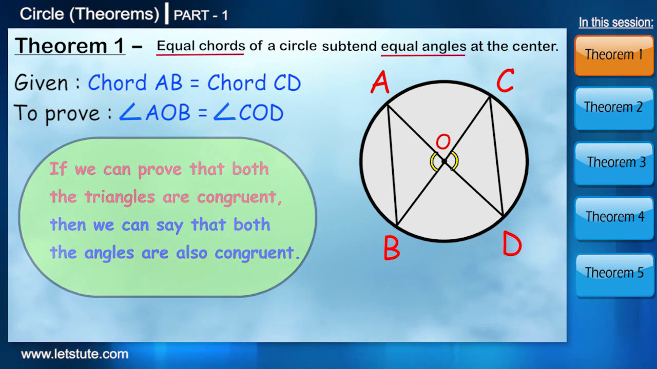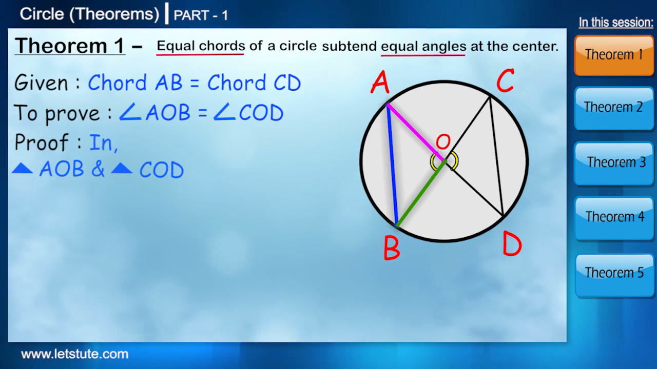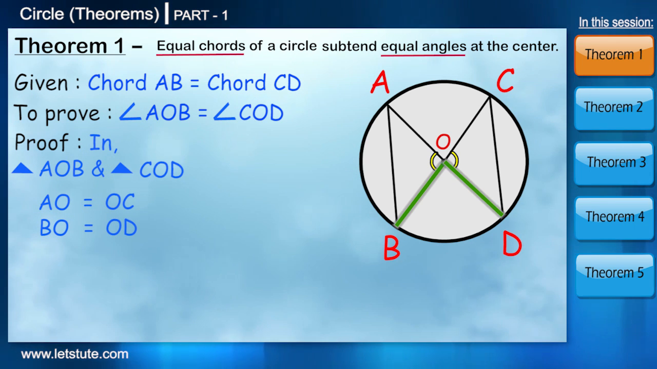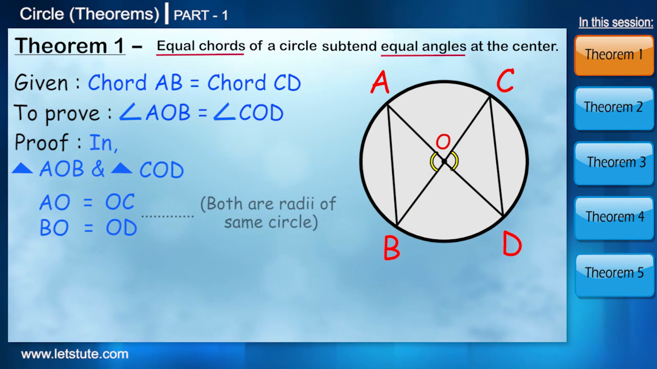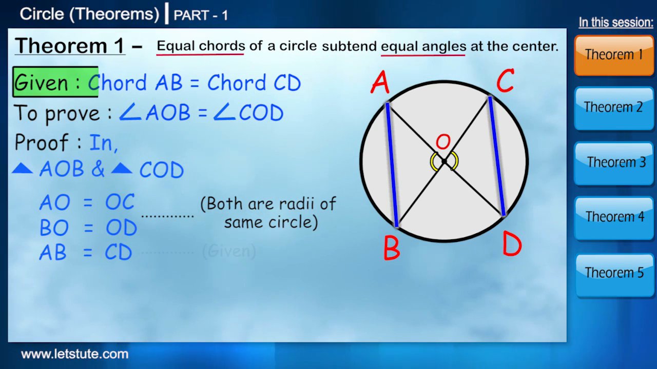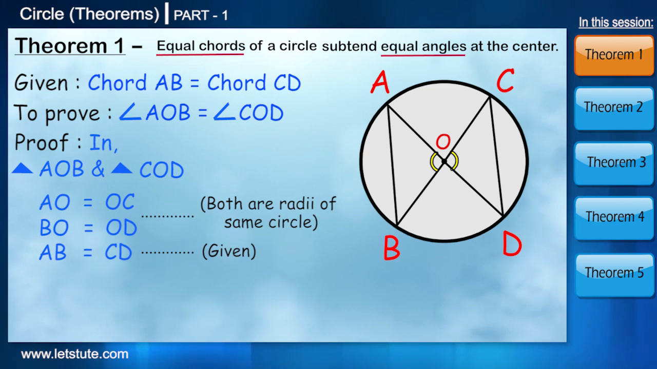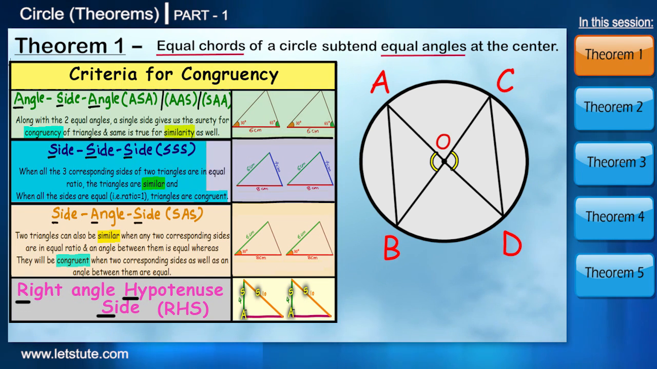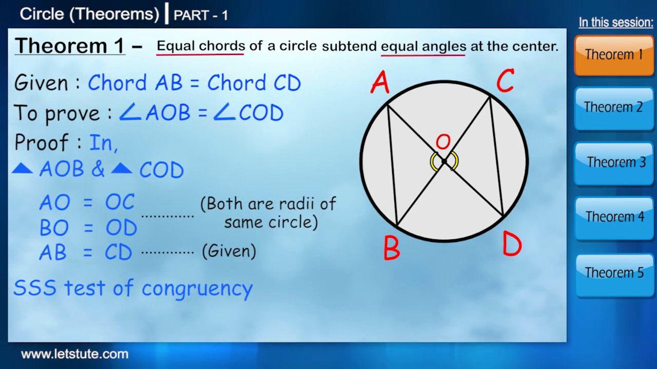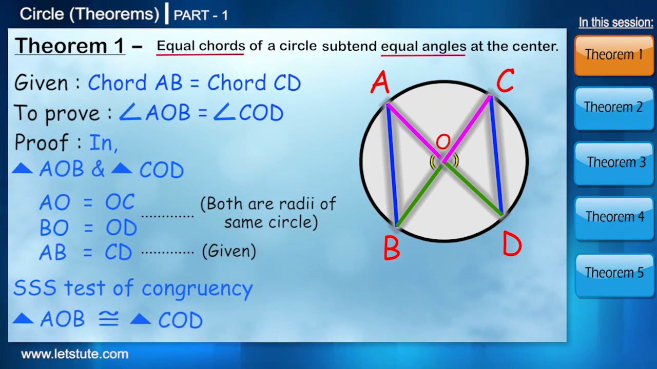So, if we have a look at triangle AOB and triangle COD, AO is equal to OC and BO is equal to OD because they all are radii of the same circle, and AB is equal to CD because we are given that both the chords are equal. Now, as we can see, we have three sides which are congruent. So, by using the SSS test of congruency, you can say that both the triangles are congruent.